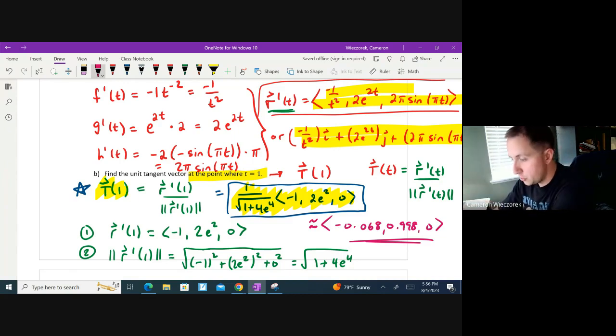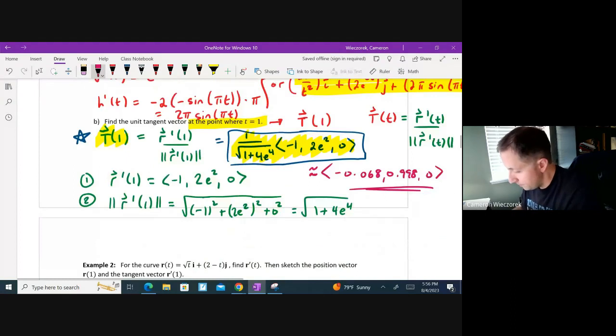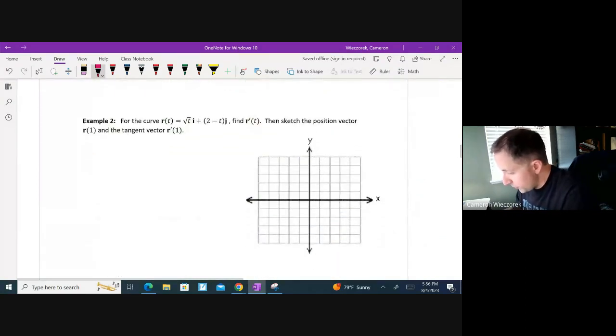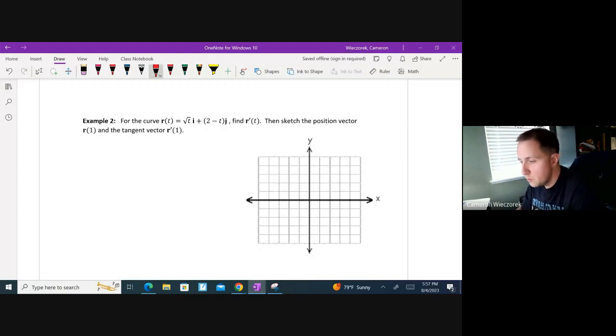Let's do a sketch. Next one. For the curve, r of t equals rad t i, 2 minus t j, find r prime of t. Then we want to sketch the original position vector r of 1 and the tangent vector r prime of 1. So this will be a good example to give you a visual of the original position vector and the tangent vector to show you that it moves in the direction of the curve.